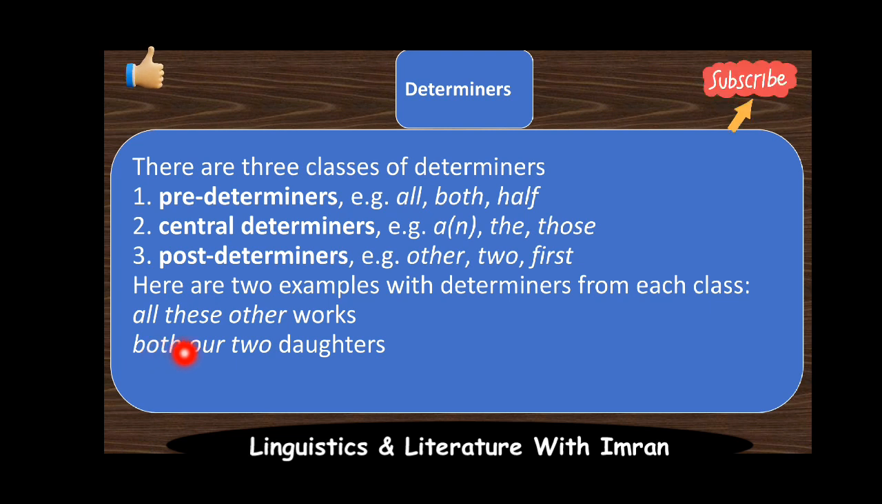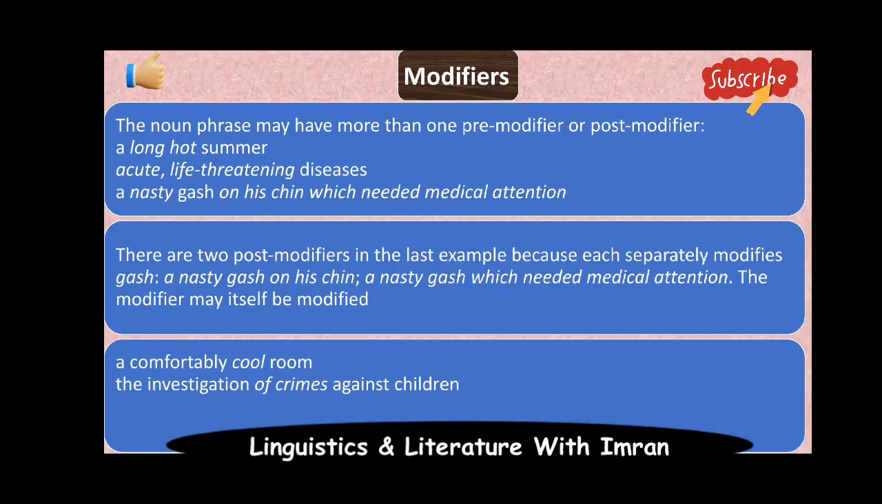Both are two daughters. So that is a predeterminer, that is a central determiner, and this is a post determiner. And all these determiners are used before a noun. It's a noun phrase. It's also a noun phrase, and it's also a noun phrase.